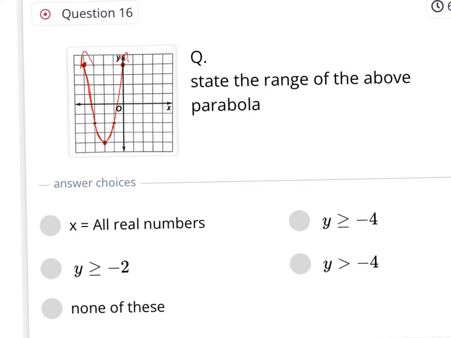Anyway, state the range. Oh, that one's easy. The range are your y values. So you'd say y is, what's your lowest y value of this parabola? It looks like negative 4. It's at negative 4 and above. That's greater than or equal to negative 4. Let's check out the next one.